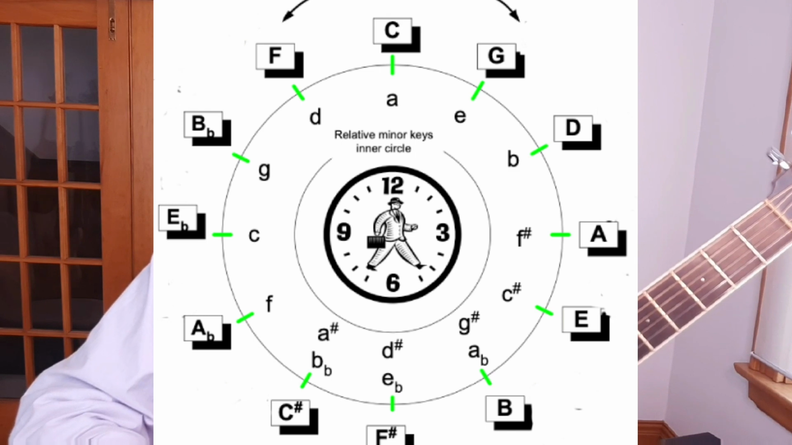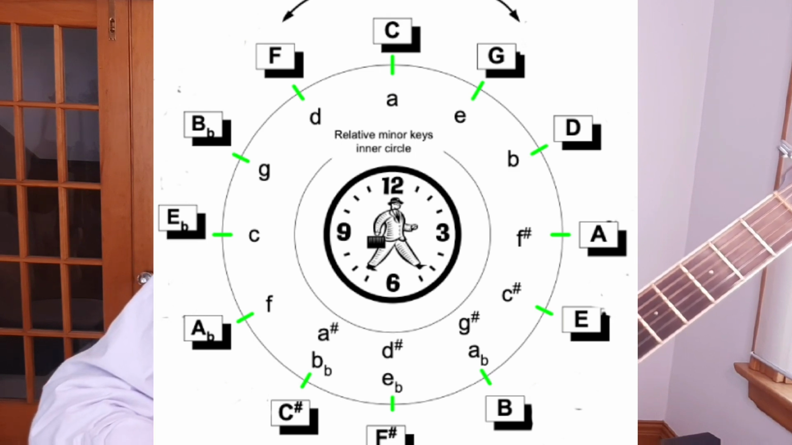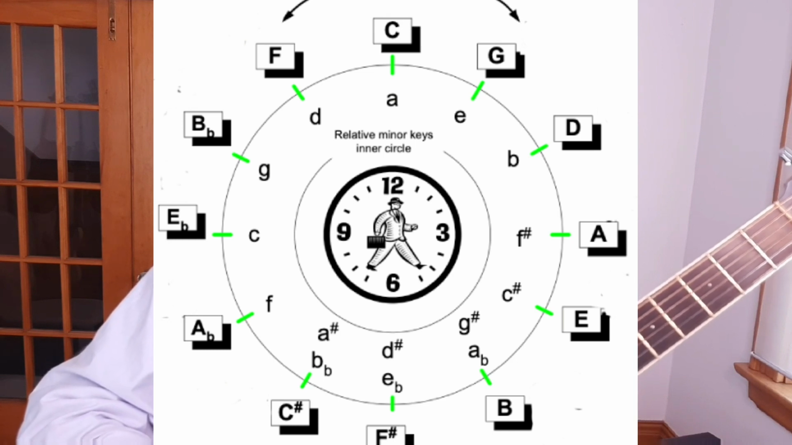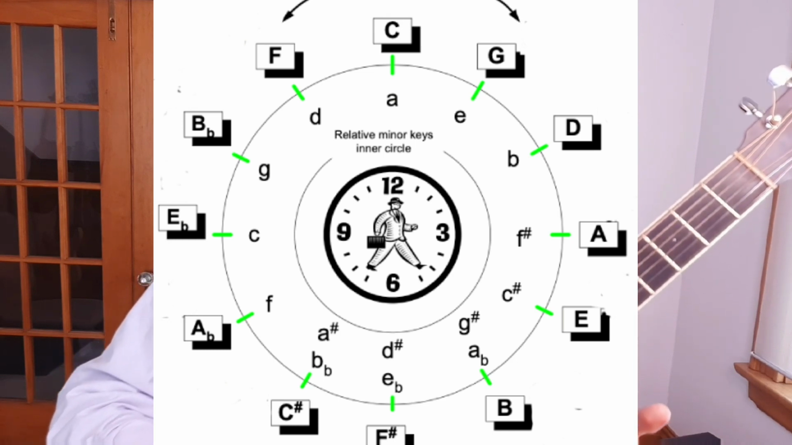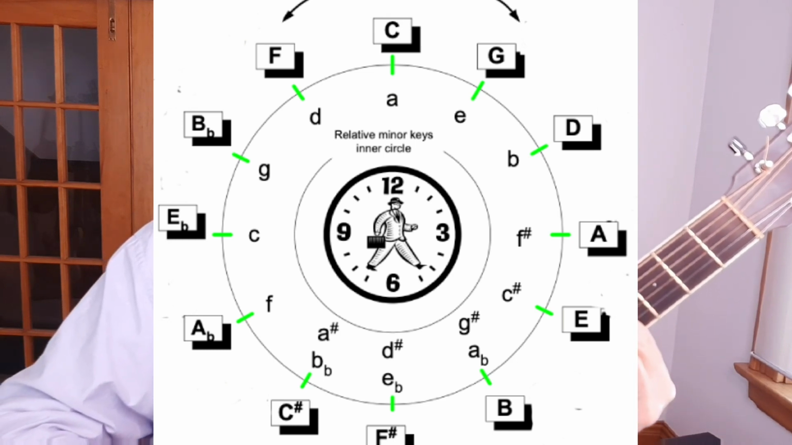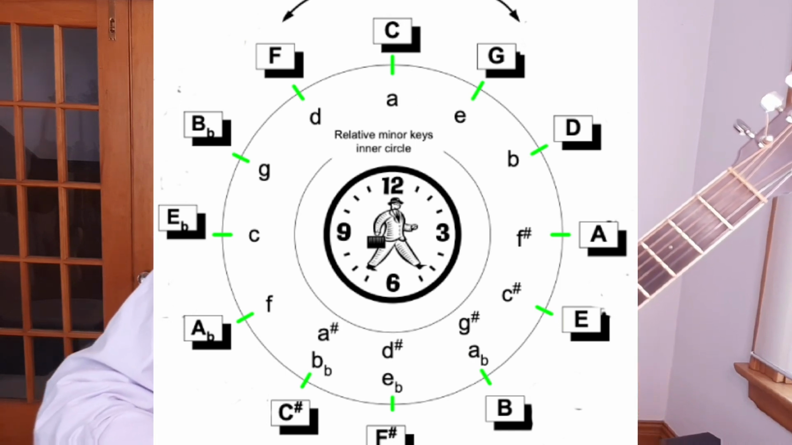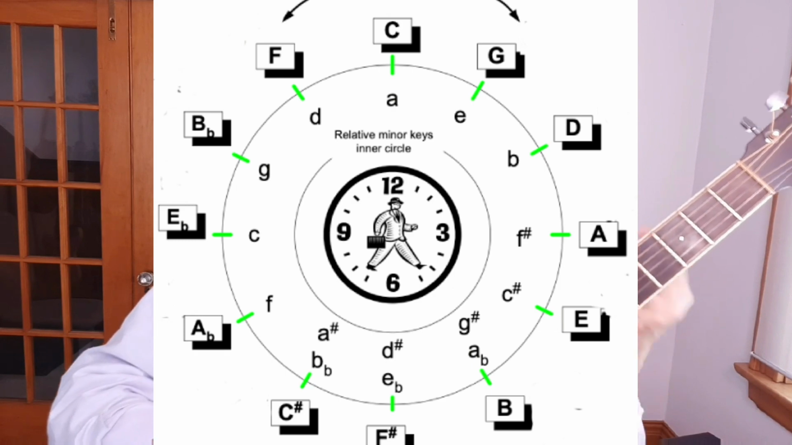If we look around the diagram and we find our B chord, we find that the relative minor for a B chord is an A flat minor. Okay, so that's how we figure out what chord we're going to try to see if we can get a perfect match for what's on the recording.